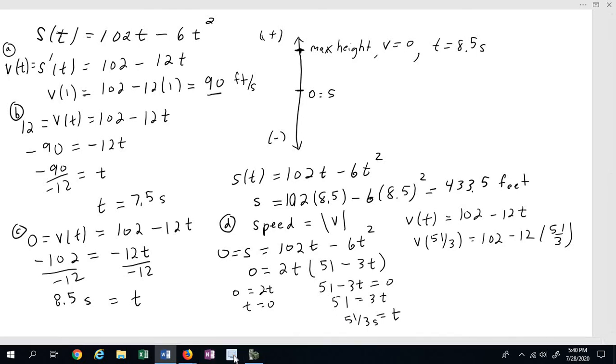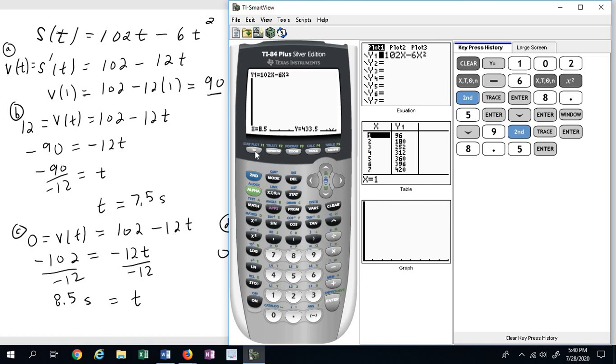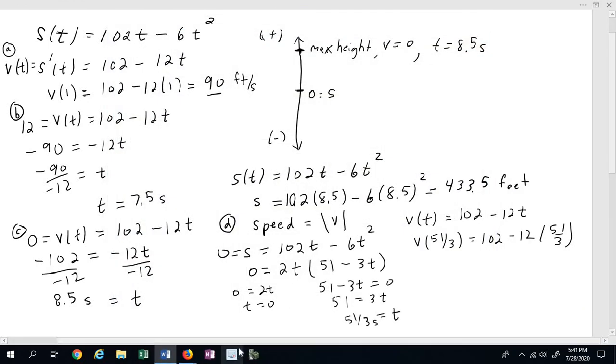Okay, and so I'm just going to do that on the calculator. Again, one way you can do this is to go to the y equals button and just plug in the function 102 minus 12t, in this case 12x, and then I'm going to clear out that square. Let me go back. It looks like this froze up. Let me try it again.